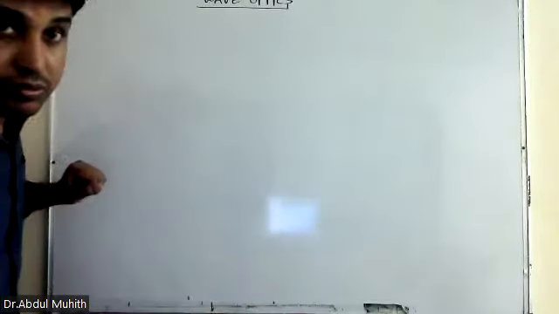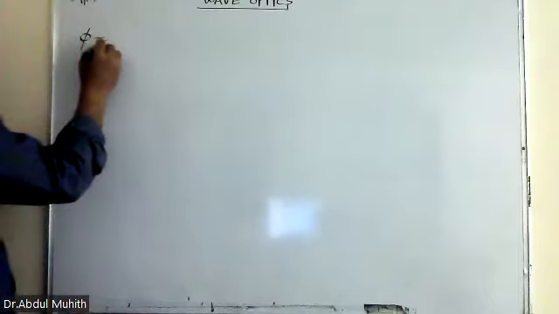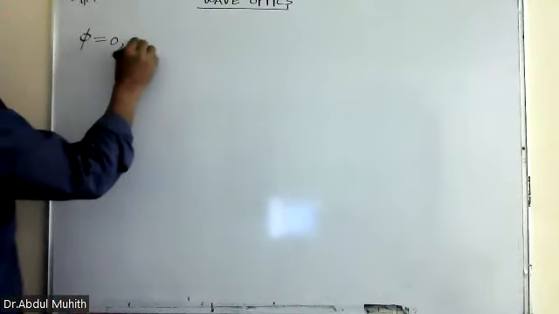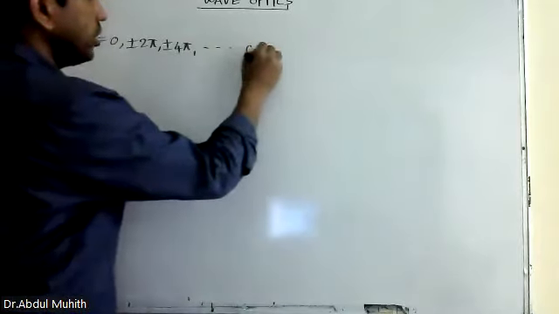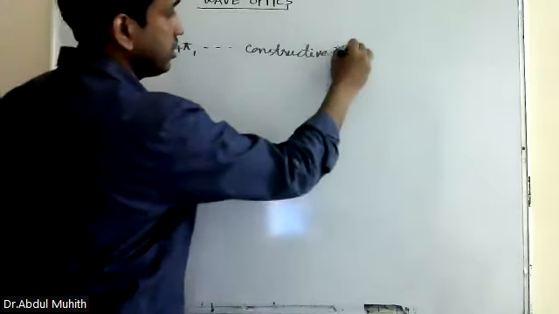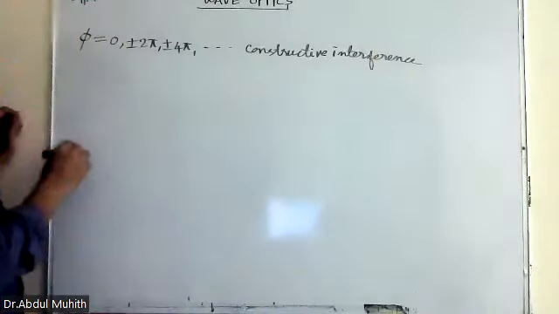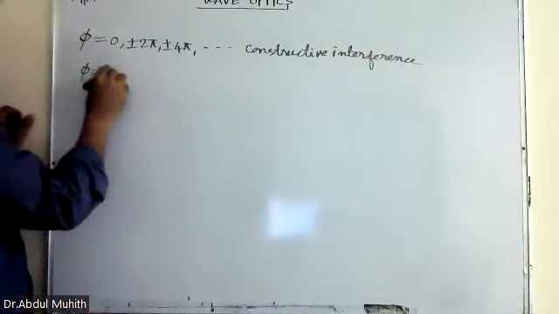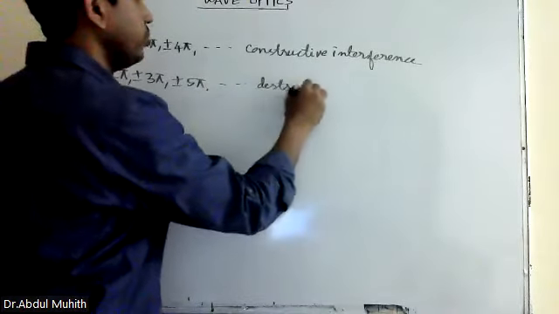See, if the phase difference phi is equal to 0, plus 2 pi, or plus 4 pi, what happens in this case? This gives rise to constructive interference. If phi is equal to plus or minus pi, plus or minus 3 pi, plus or minus 5 pi, and it keeps on going, it gives destructive interference.